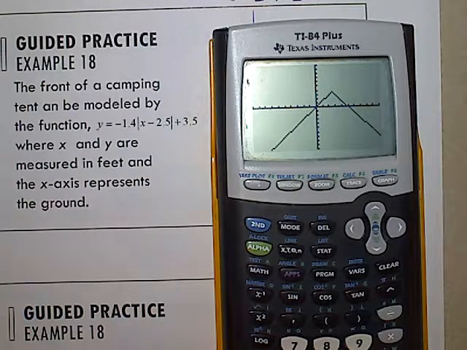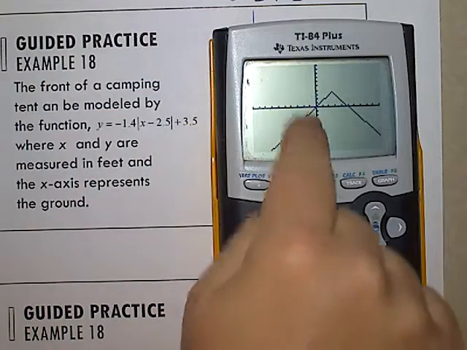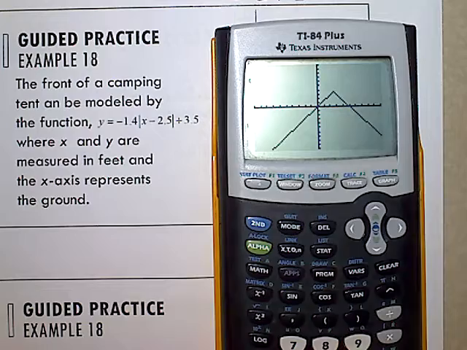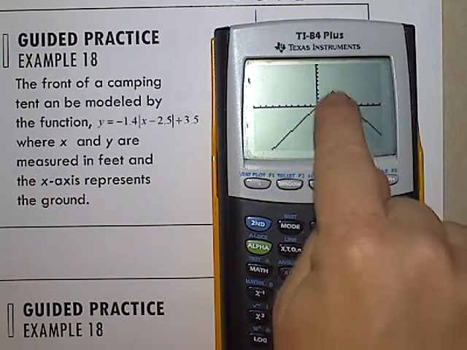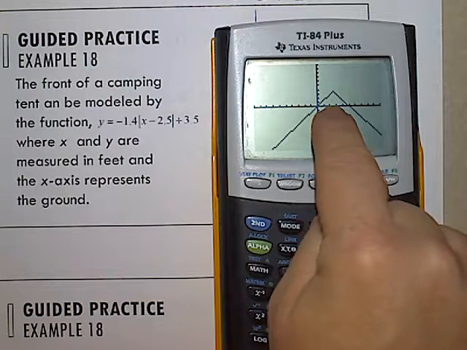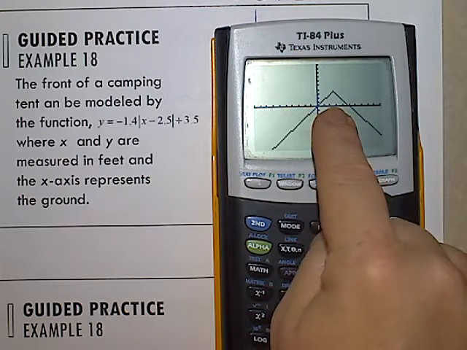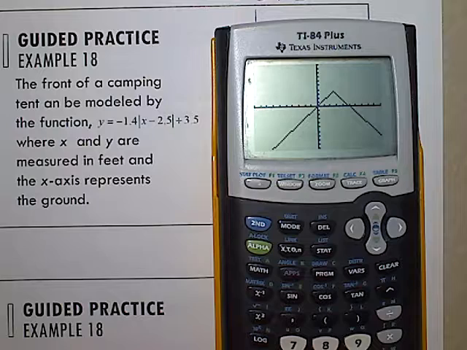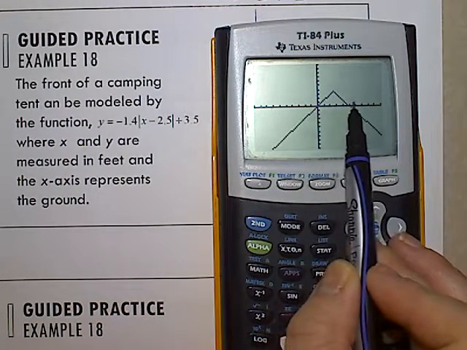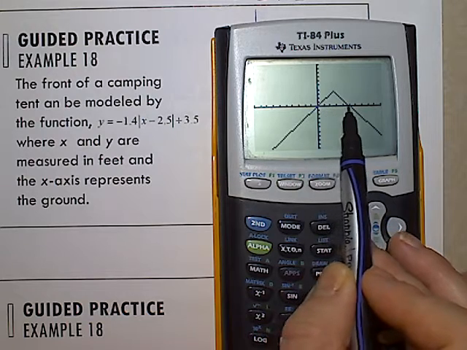Remember, the key here isn't can you plug this in, it's can you analyze this graph, okay? So in this particular problem, example 18, they wanted us to use this as a real-life problem to analyze the domain and the range, and then they want us to actually interpret it in terms of the context of this problem. So the domain is how far does this problem go to the left and to the right. This represents the width of the tent.